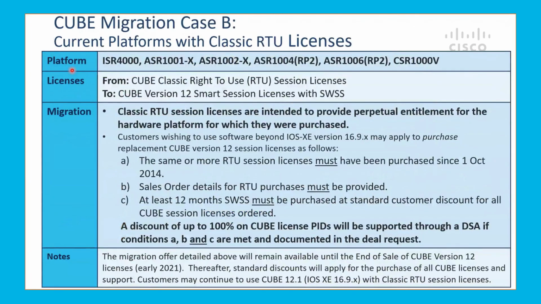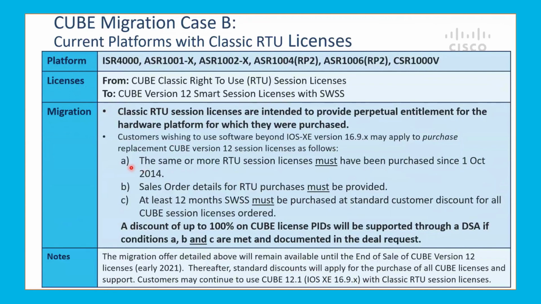Next, what if you have current platforms, ISR 4K series, ASR 1000 series, and vCUBE, and you had classic RTU licenses, and you want to migrate to CUBE version 12 smart licenses. The classic RTU licenses were intended to provide perpetual entitlement for the hardware platform in question for which they were purchased. If you want to use software beyond IOS XE 16.9, you may apply to purchase replacement CUBE version 12 session licenses, and you have to do that as follows.